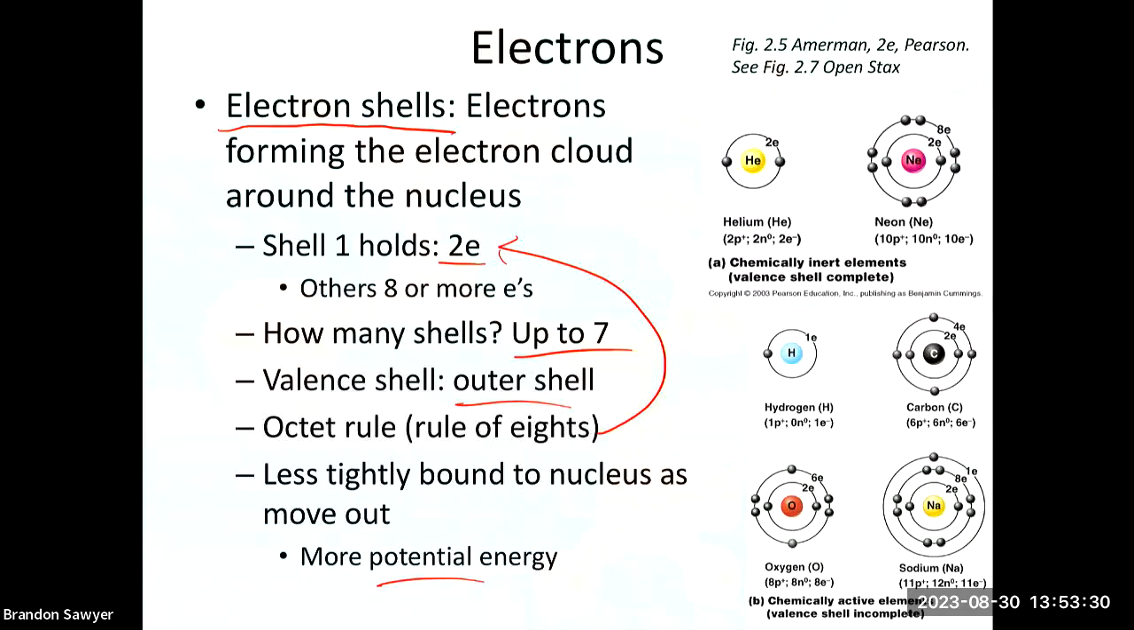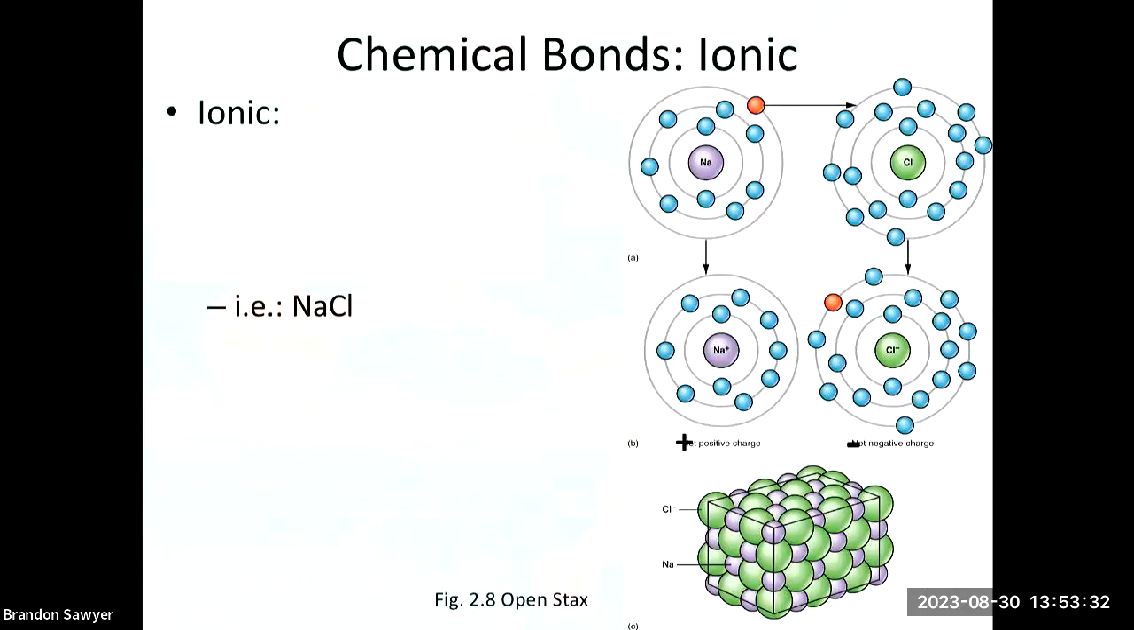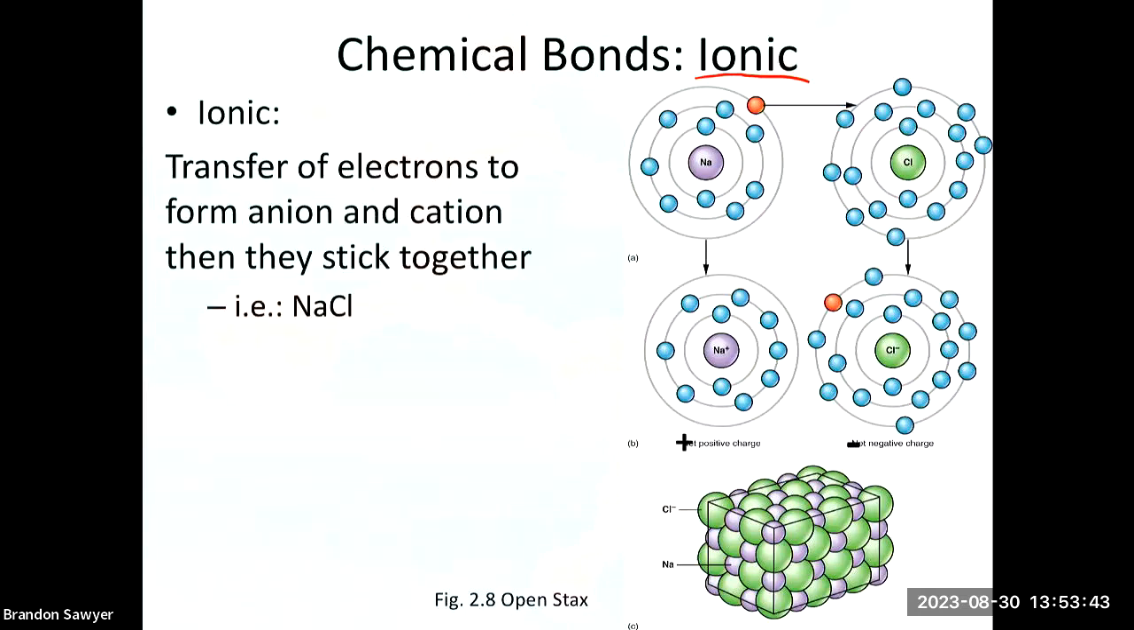All right, let's talk about the different types of bonds that we can have. Number 1 is called an ionic bond. With an ionic bonding situation, there are 2 steps involved in the process. First of all, there's a transfer of an electron or more from one atom to another. The most common example is sodium chloride. This is table salt.